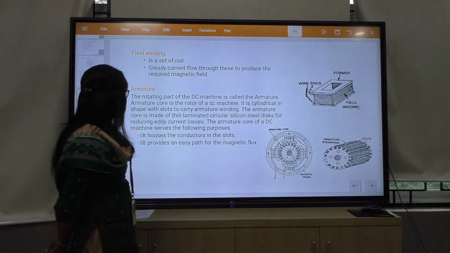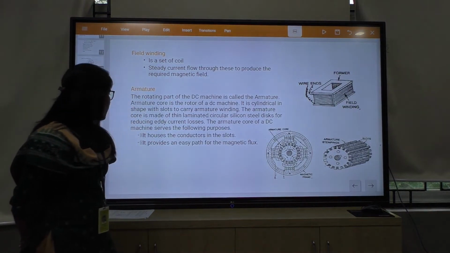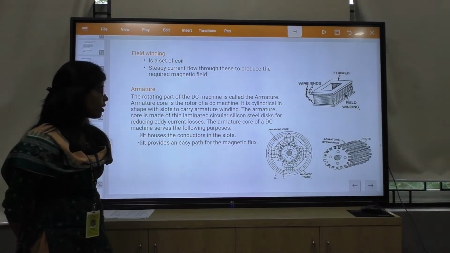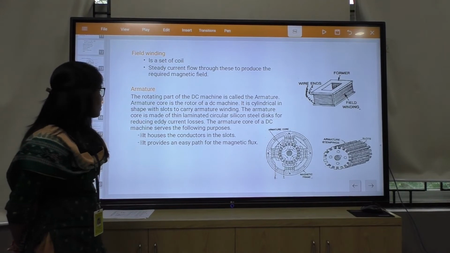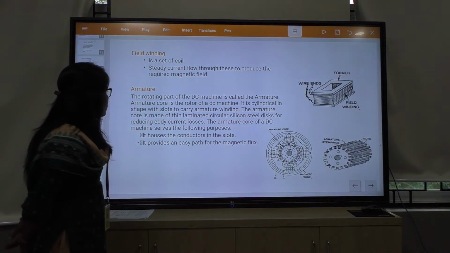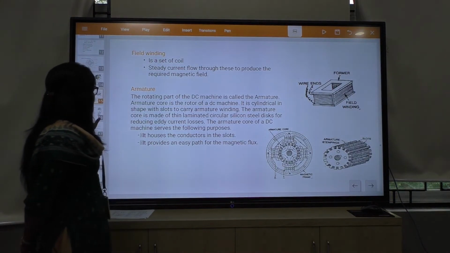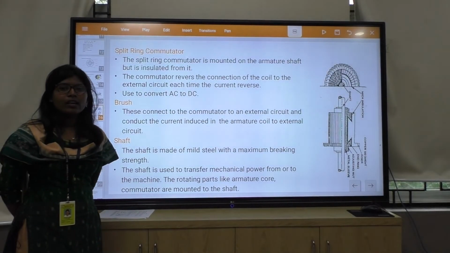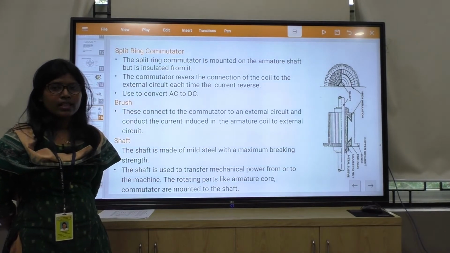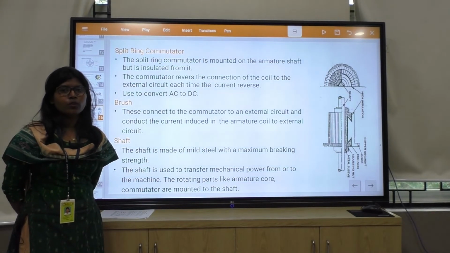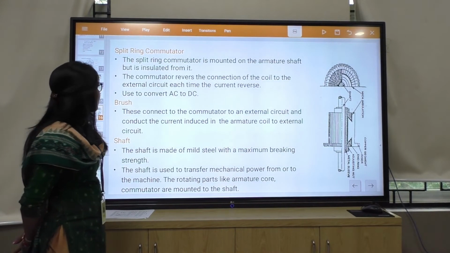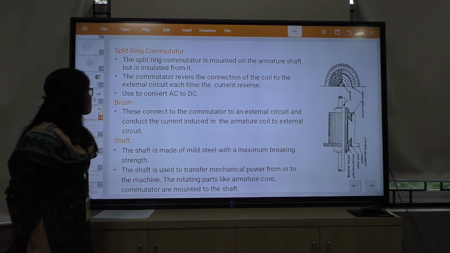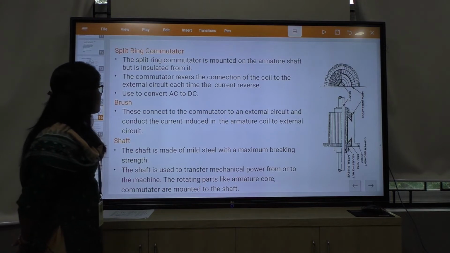The armature core of a DC machine serves two purposes. It houses the conductors in its slots and it provides an easy path for the magnetic flux. Next, commutator. I have already said the commutator converts AC or alternating voltage to direct voltage. The commutator is mounted on the armature shaft and it converts AC into DC.